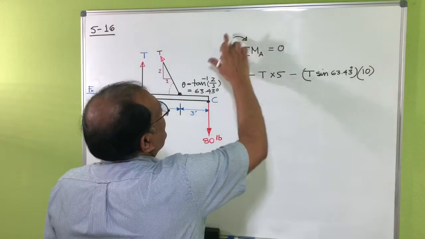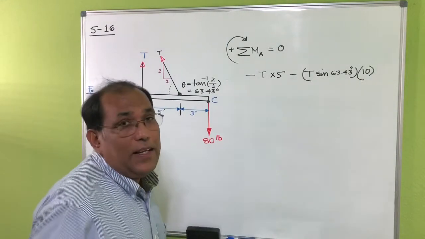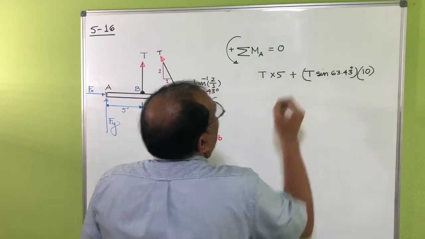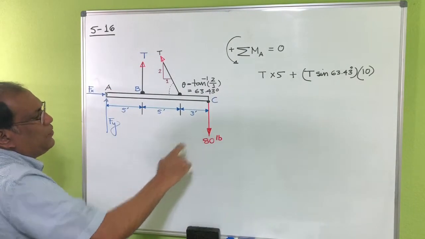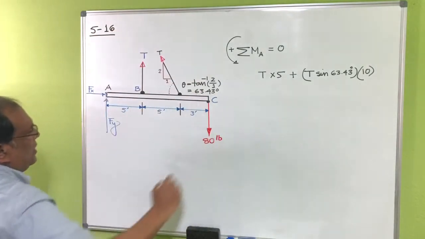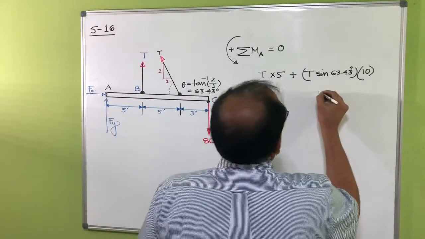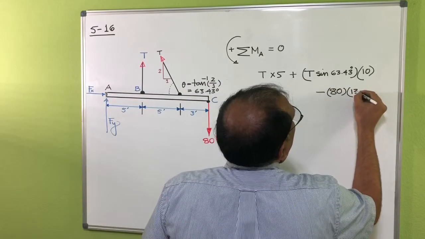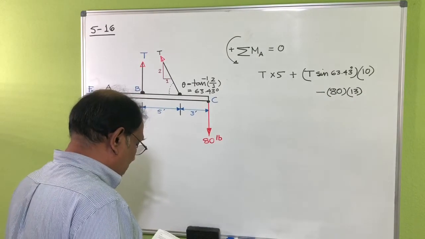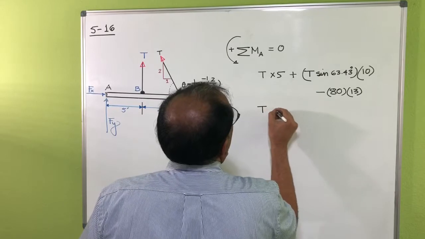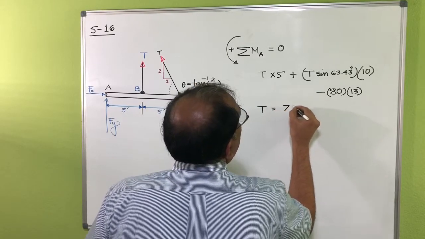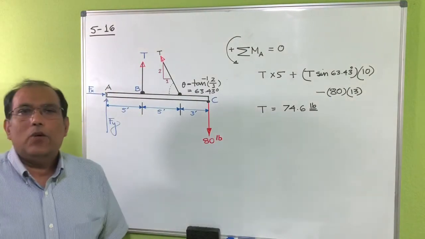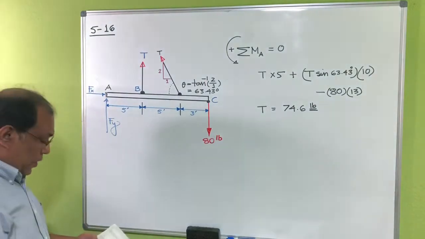Or what I can do, I can just assume this one is counterclockwise, then this one will be positive, right? That's up to you. Let's say here I'm assuming counterclockwise is positive. So this one would be this plus this, right? Now for these four, this is actually trying to rotate clockwise along A. So this one would be minus 80 multiplied by the distance 13. Okay, if you solve for that, then basically you will get T is equal to 74.6 pounds.